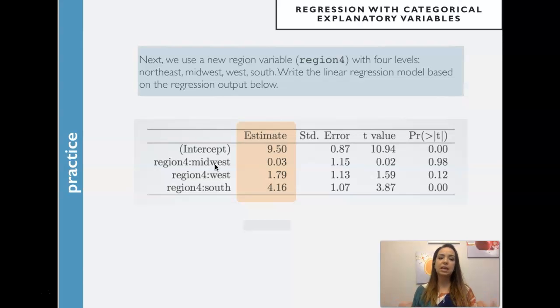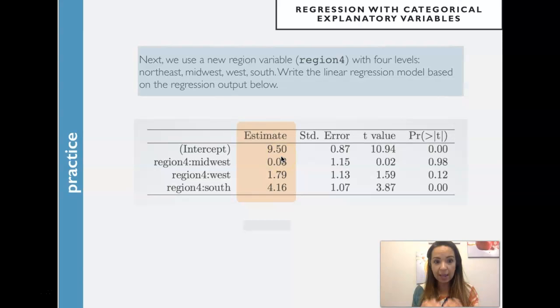That means that R picked the Northeast as the reference level because it's not here, right? It means that it picked it to have the 0 estimate, the 0 value. So it doesn't matter the estimate here. So that's the reference level.